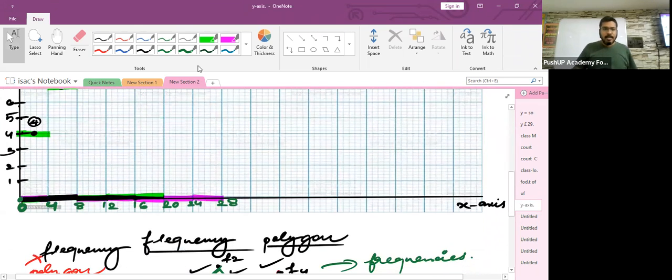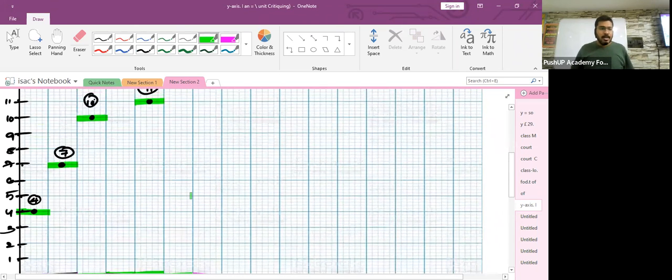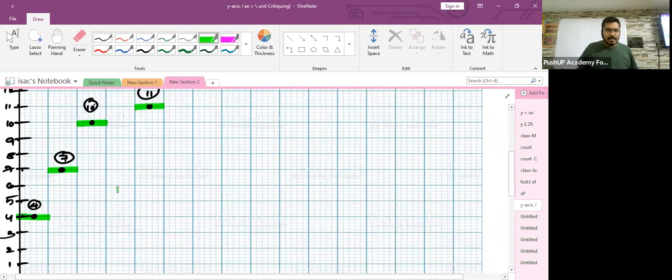And the frequency is what? 6. 20 to 24. This is 20 to 24. And the frequency is what? 6. 6 over here. Okay. And in the middle, I will put a dot. And I will write 6 over here. Easy to understand? All right.